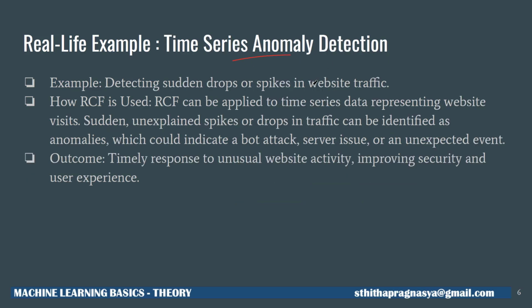Another one is time series anomaly detection, detecting sudden drops or spikes in web traffic. RCF can be applied to time series data representing website visits. Sudden unexplained spikes or drops in traffic can be identified as anomalies, which could indicate a bot attack, server issue, or an unexpected event. Timely response to unusual website activity, improving security and user experience, will be the outcome. So these are some examples. It doesn't mean these are all the examples.